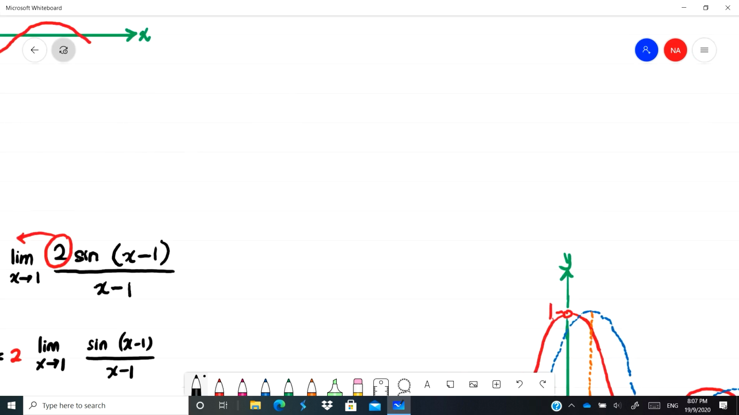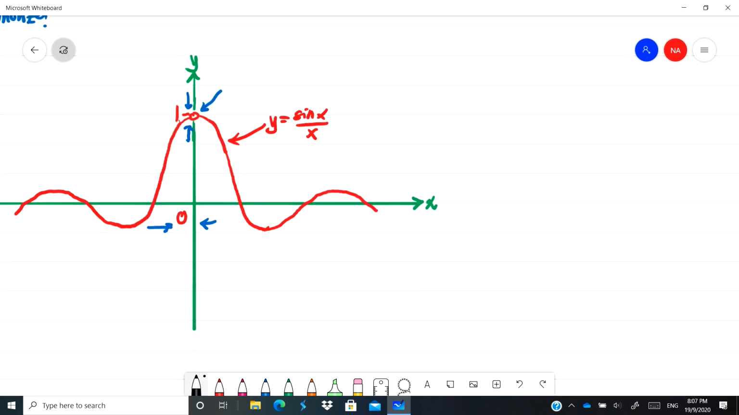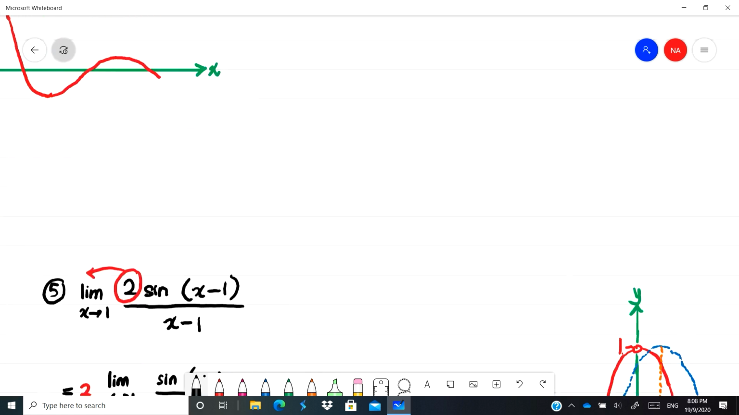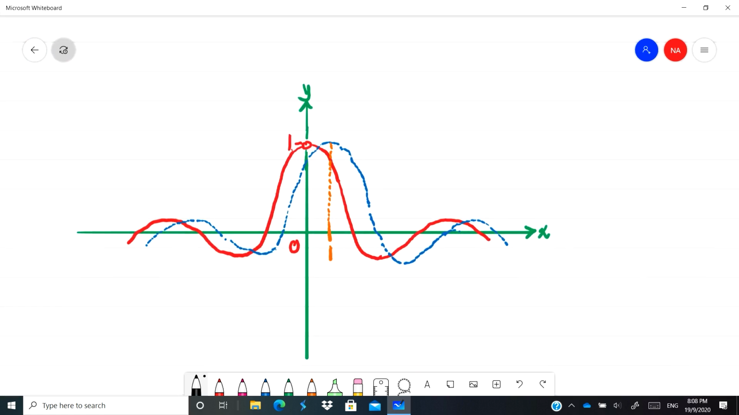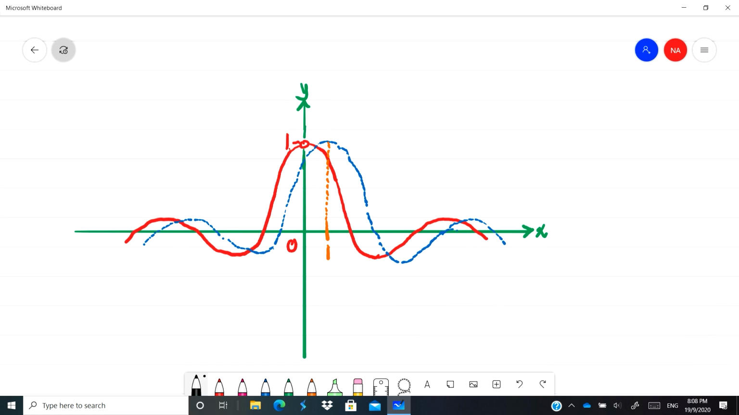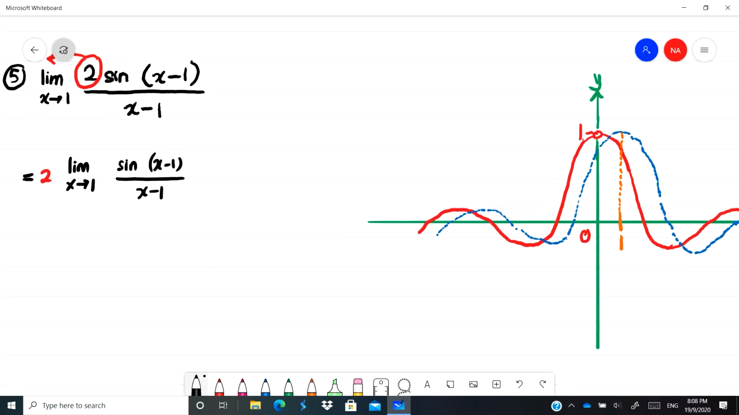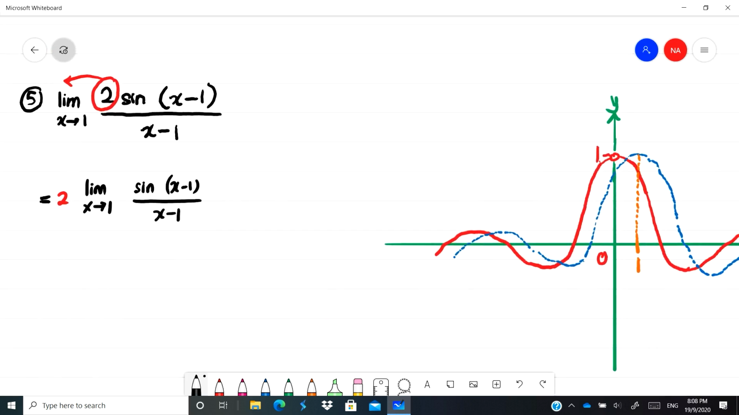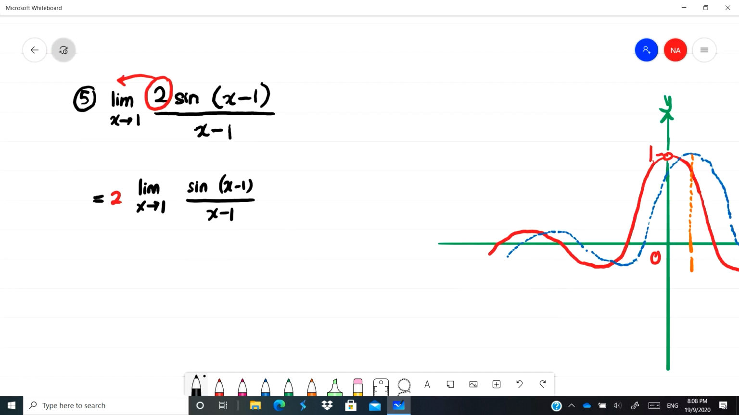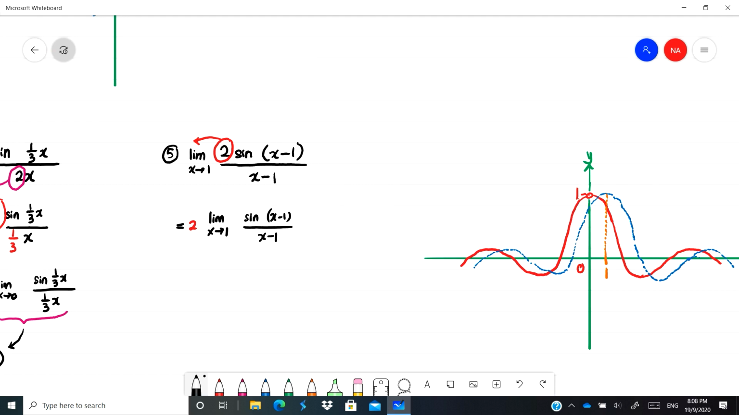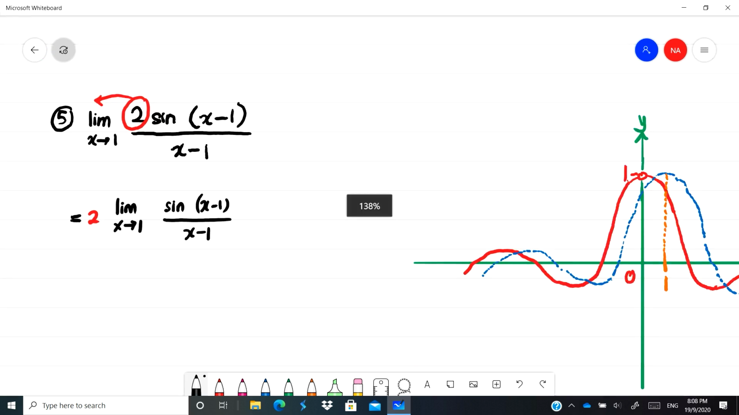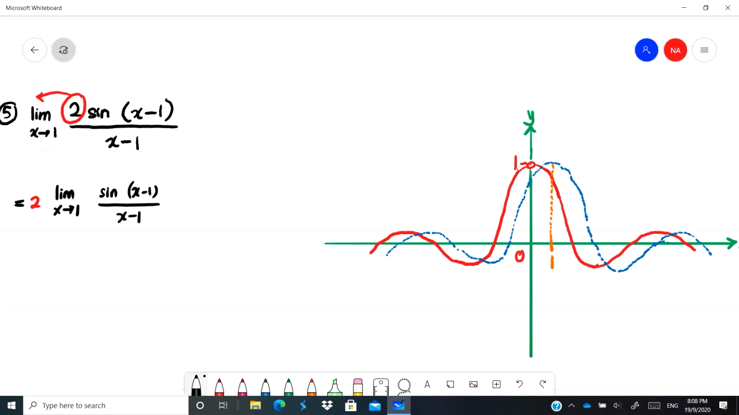As we have seen just now, the graph for sine x over x is something like this. But if you shift the graph, if you've taken MAT183, the pre-calculus, you should know this. But if you haven't taken it, never mind. If we have a function where we subtract x minus 1 here, meaning we have to shift the graph of sine x over x, we shift to the right.